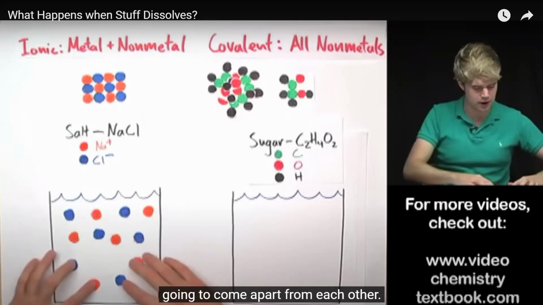Now, he said something wrong there. He said the atoms that make up this salt are going to come apart. What should he have said? The ions that make up the salt are going to come apart, because atoms are, by definition, neutral. Okay?